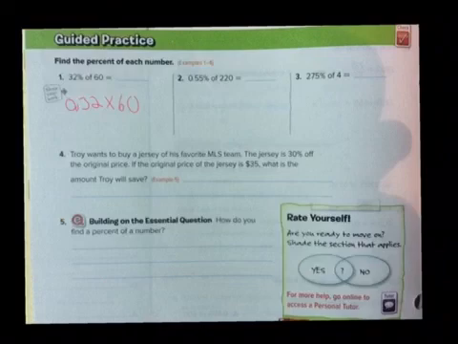But go ahead and complete the independent page on your own. Remember to go back to the examples. Example 1 will tell you how to do this. Examples 2 to 4 will tell you how to do this. The word problems, example 5 will tell you how to do it, and so on. And then challenge yourself down here, okay? We'll check this in class.